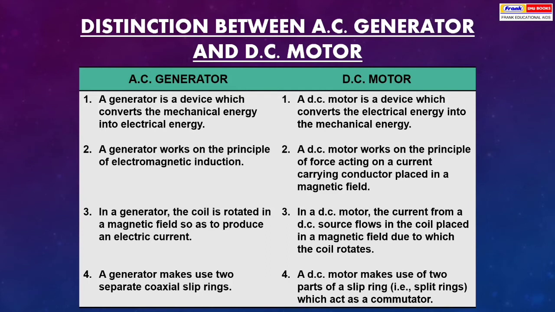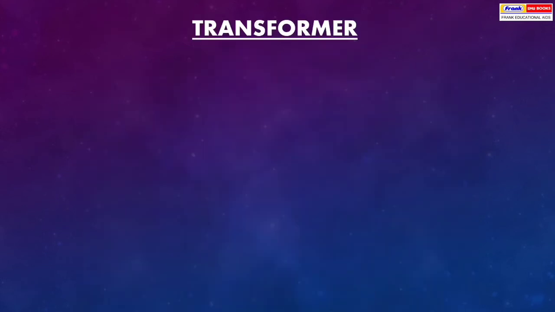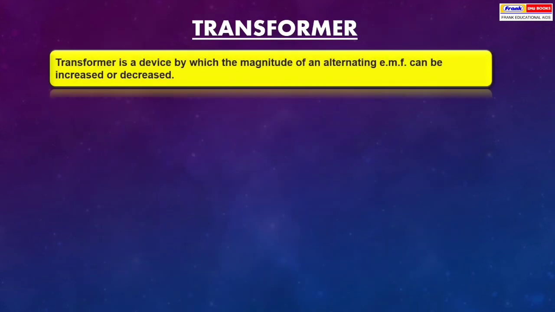DC motor: a DC motor is a device which converts electrical energy into mechanical energy. A DC motor works on the principle of force acting on a current carrying conductor placed in a magnetic field. In a DC motor, the current from a DC source flows in the coil placed in a magnetic field, due to which the coil rotates. A DC motor makes use of two parts of a slip ring, that is, split rings, which act as a commutator.